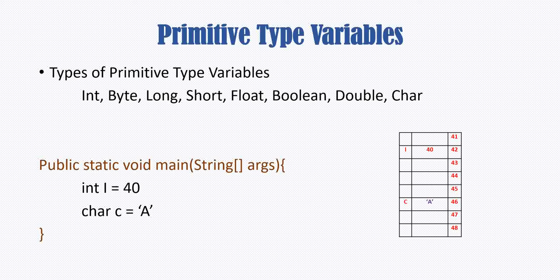On the right hand side we can see the heap table. We can see we're creating an integer i and storing the value 40 in it, in slot number 42. Similarly, we are creating a char variable c, assigning the value A to it, and storing it in slot number 46 of the heap. So these variables basically store very simple data like a number or a character.